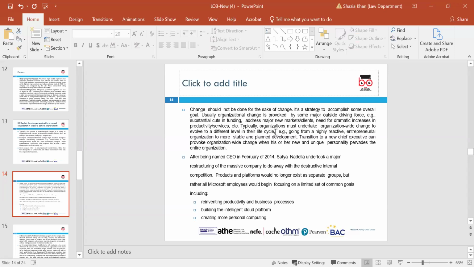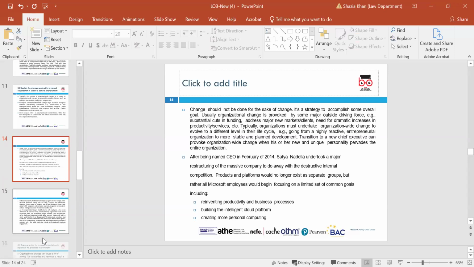After being named the CEO in February 2014, Satya Nadella undertook a major restructuring of the massive company to do away with destructive internal competition. Products and platforms would no longer exist as separate forms, but rather all Microsoft employees would focus on a set of common goals: firstly to reinvent productivity and business processes, secondly to build the intelligent cloud platform, and thirdly to create more personal computing.